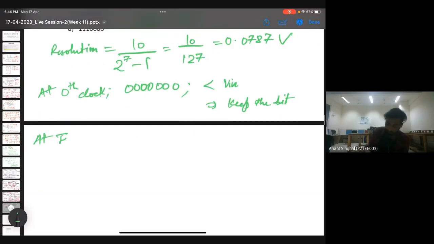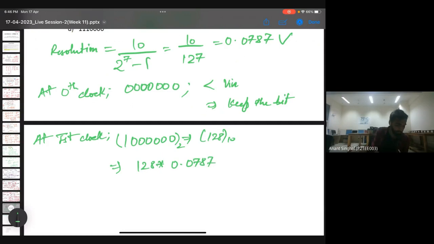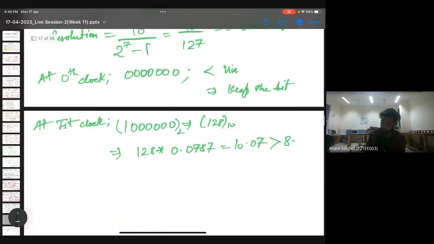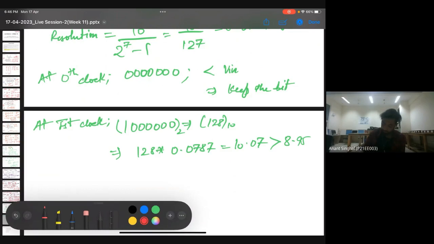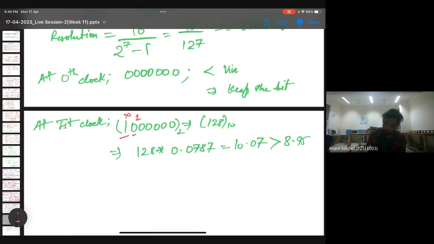At first clock, we'll check for 1 and then 6 zeros, which is nothing but 128. So we'll check the decimal value, which will be 128 into 0.0787, which is 10.07, and this is greater than 8.95. So we'll not keep this bit, and we'll only do this one.